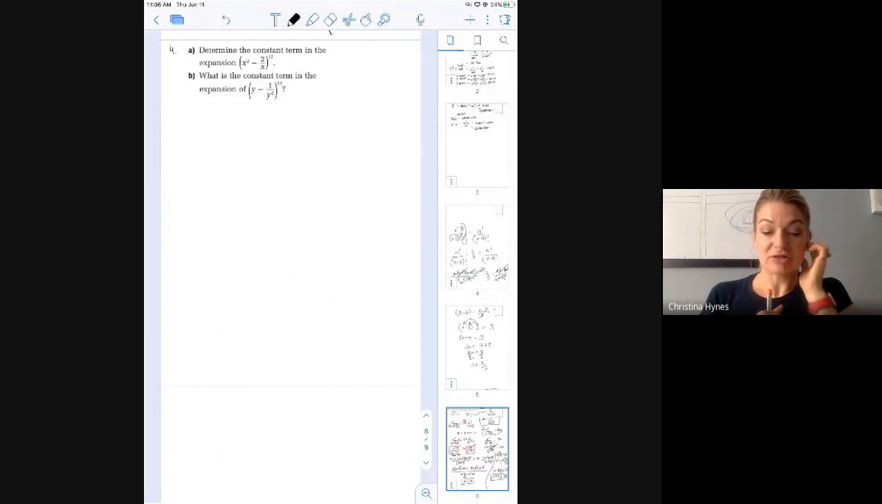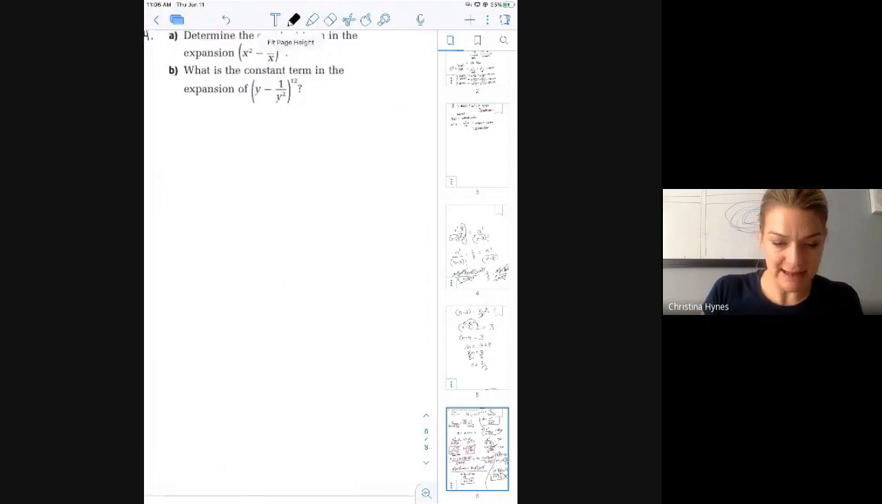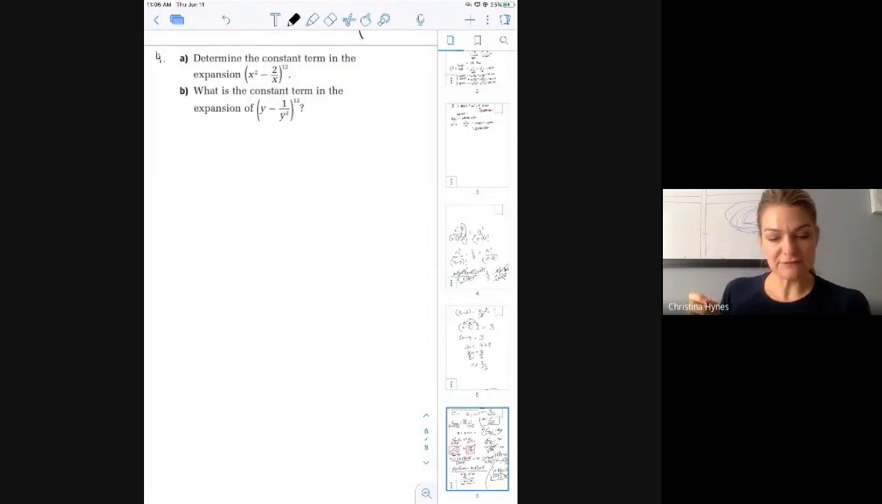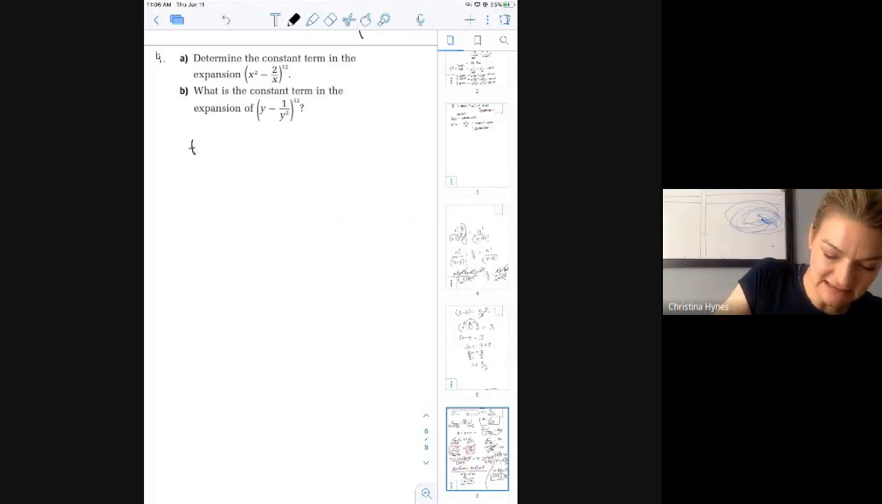So this is the most common kind of question, and I'm going to give you 2 examples of that one. Okay, so there's only one in your assignment, but I wanted to kind of work through both of these just to show you and make you confident with this, okay? So what you want to use for this is a formula on your formula sheet that looks like this. T(k+1) equals nCk, I think it's nCk. Then it's x to the power of n minus k and y to the power of k.